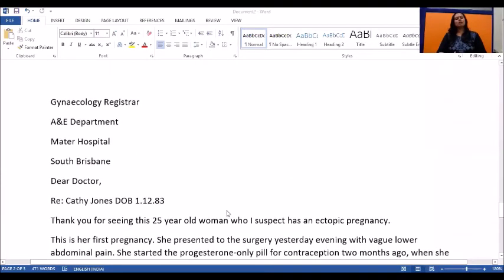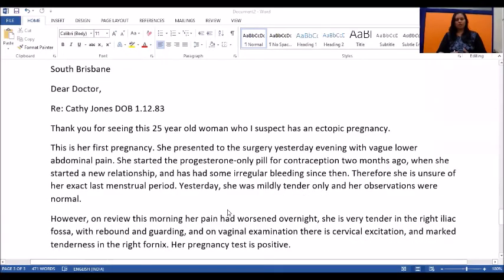Okay. Coming to the letter, you start with the to address, that is the address of whom you are addressing this letter to. We are addressing this letter to the gynecology registrar at the A&E department, that's your accident and emergency department, at Meta Hospital in South Brisbane. Then you come to the greetings and salutations, that is, Dear Doctor, put a comma.